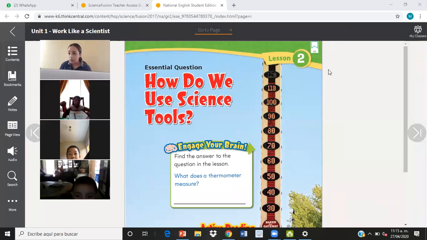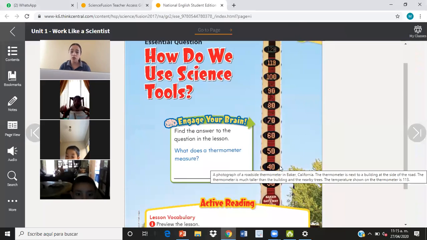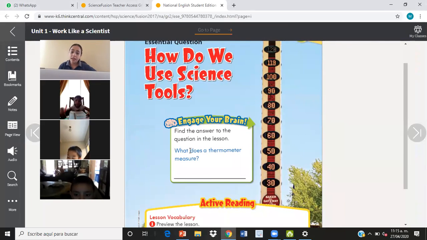Now, in your book, you have a picture. Okay, this is a picture. How do we use science tools? Find the answer to the question in the lesson. What does a thermometer measure? So a thermometer is a science tool and it is used to measure temperature, okay?